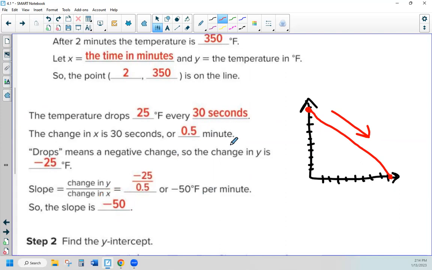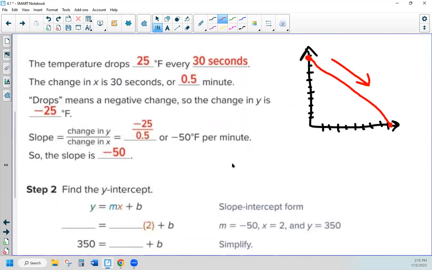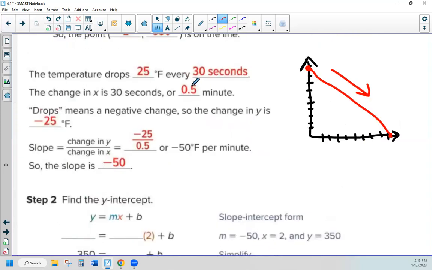All right. Now, the part that we need is the y-intercept. We need to find the y-intercept. We already have a point.